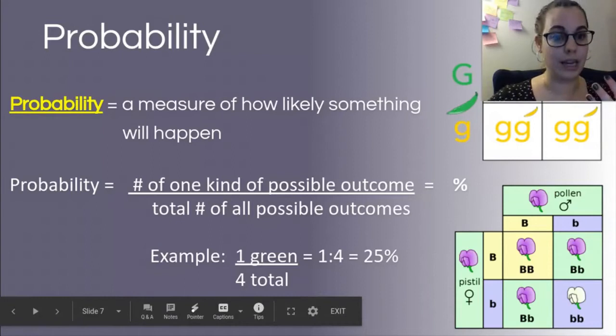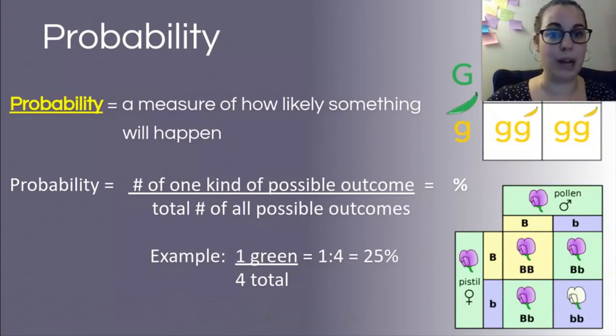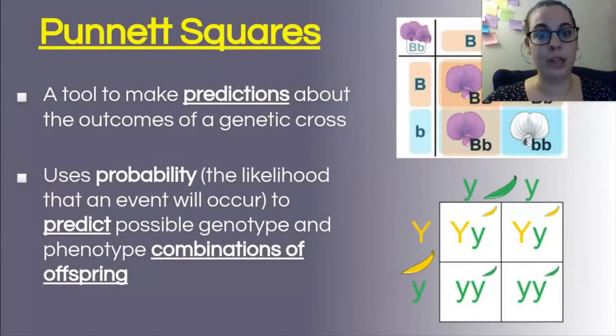So we are taking this idea of how likely something will happen when we cross two parents together. And we use a tool to get to this probability. The tool that we use is called a Punnett square. This makes predictions about the outcomes of a genetic cross. So we use the probability, the likelihood an event will occur, to predict possible genotypes and phenotype combinations of offspring.